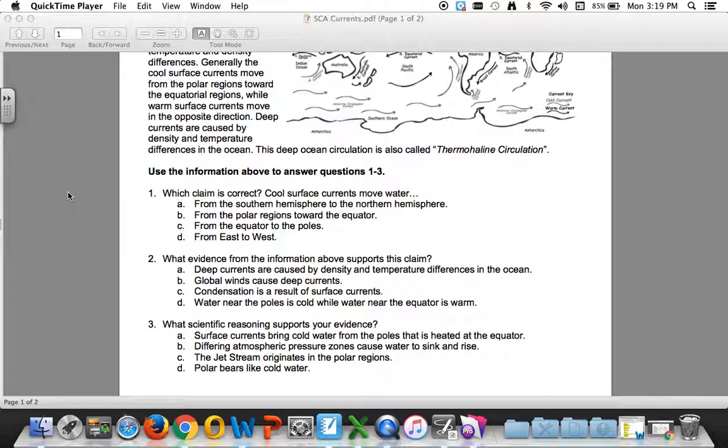Question 3. What scientific reasoning supports your evidence? A. Surface currents bring cold water from the poles that is heated at the equator. B. Differing atmospheric pressure zones cause water to sink and rise. C. The jet stream originates in the polar regions. D. Polar bears like cold water.